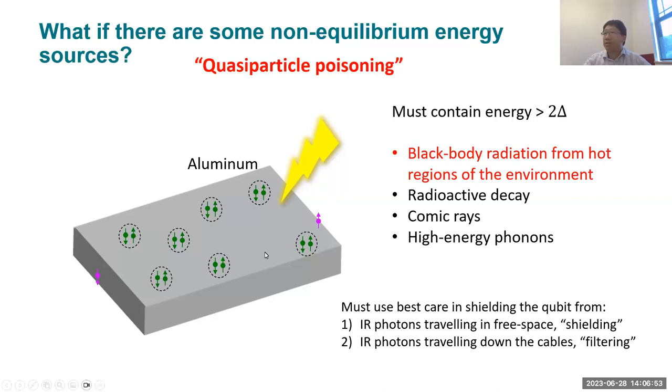So how do you deal with this? This is extremely empirical. You may argue none of these are fundamental to your system, so in principle you can remove them, but in practice it's very difficult. So you must take the best care in shielding your qubit. Your qubit must be shielded from IR photons traveling in free space; this we usually call shielding. And you must protect it from IR photons traveling down your cables; this we generally call filtering. These are extremely important in superconducting qubit measurement. In the last lecture, Professor Michael Hatridge is going to tell you more about how to do these things in practice.